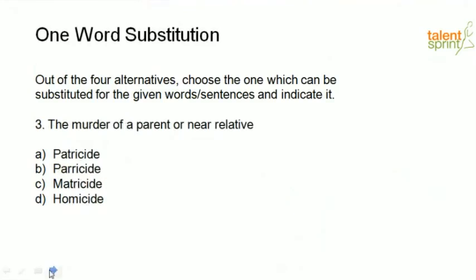Let's look at the next question. The murder of a parent or near relative. Right? The murder of a parent or near relative. Our options are patricide, parricide, matricide, and homicide. Four options. Now quickly, you must be familiar with some of these words, right? Just to quickly put it down.